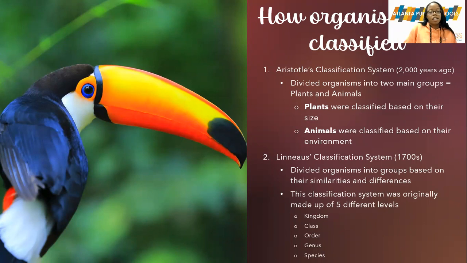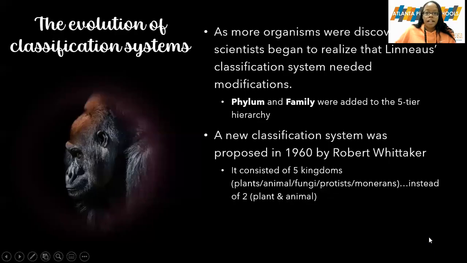And like I said, this is like the early 1700s. So we still have a lot of time left until we get to modern day. So there obviously have been changes made to this system since then. So our next scientist that made modifications to this system is known as Robert Whittaker.